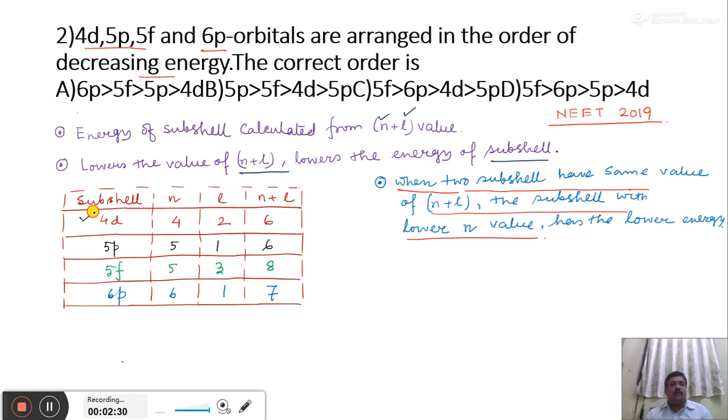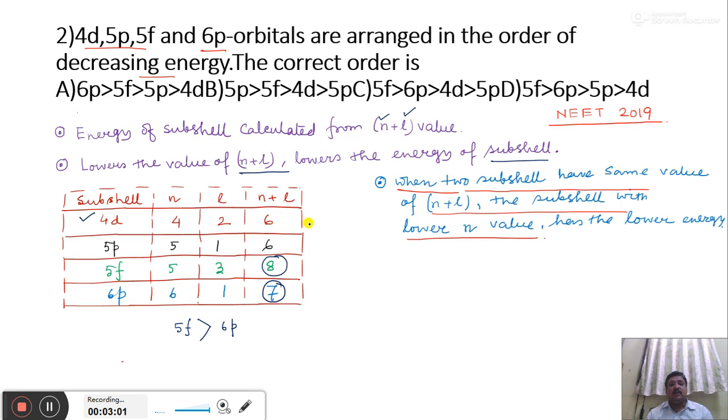Now for the 4d subshell n is 4, l is 2, so n plus l is 6. For 5p n plus l is 6, for 5f n plus l is 8 and for 6p n plus l is 7. Now the highest n plus l value is for 5f, so it is highest in energy, so the maximum energy subshell is 5f. Then the value of n plus l for 6p is 7, so the energy of 6p is less than that of 5f.